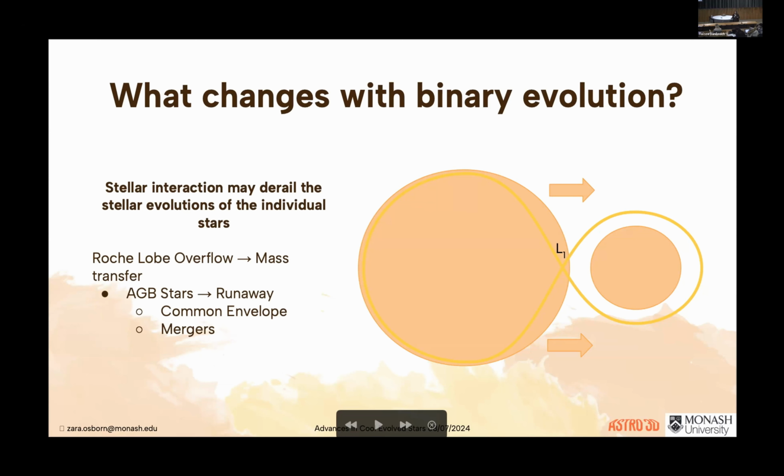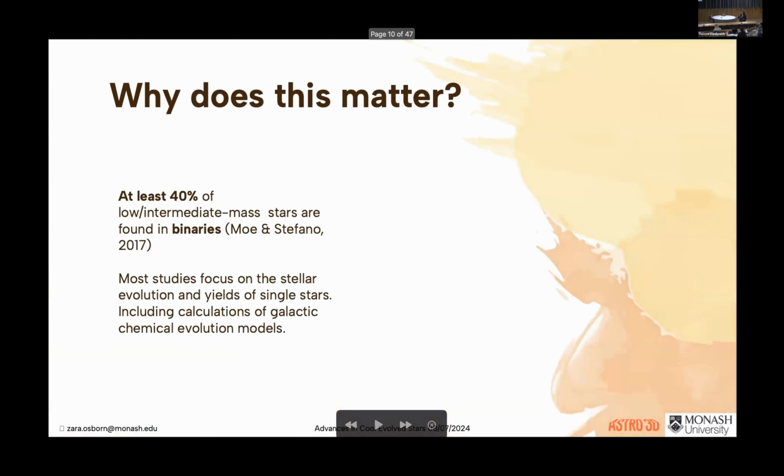Now, the probability of a stellar interaction is very much dependent on the radii of the 2 stars, as well as their physical separations, but not even wide binaries are safe from mass transfer, as the stellar winds from an AGB star can get caught up into the Roche lobe and accreted by the companion star. And it is through this process that objects such as barium stars are formed. But why does this matter?